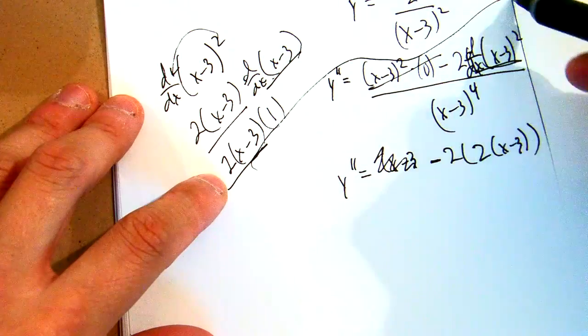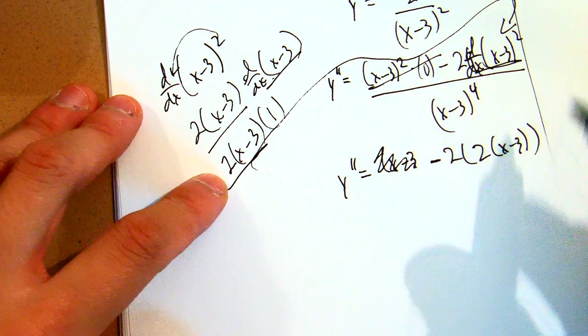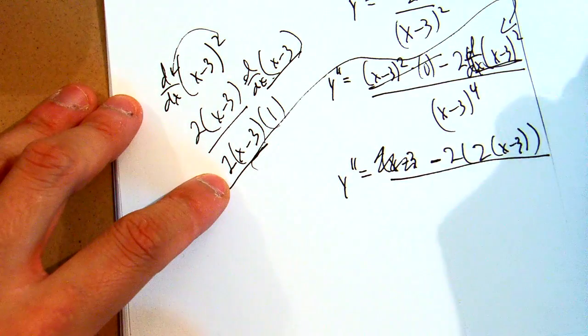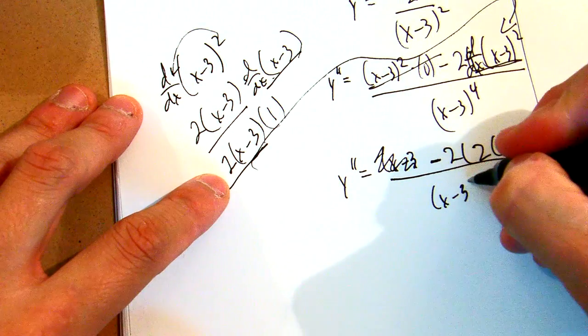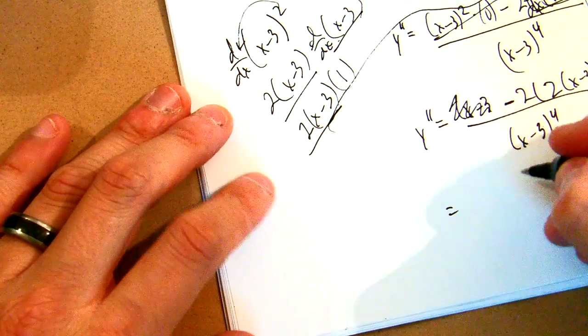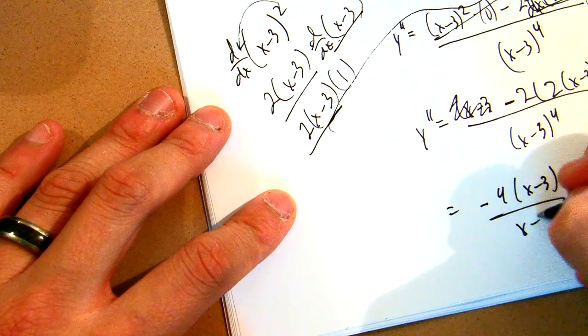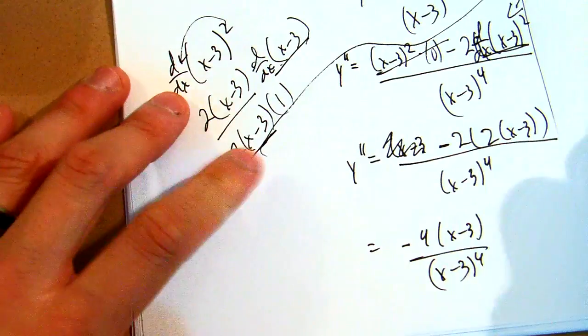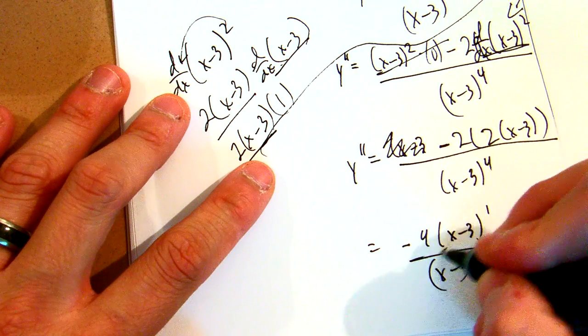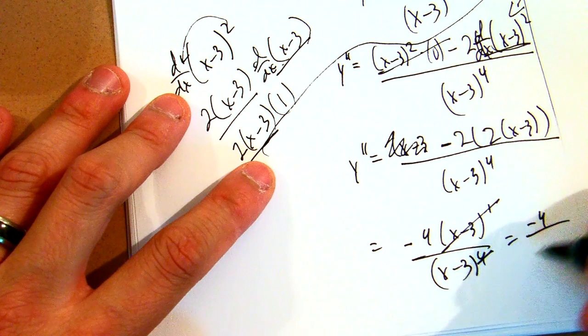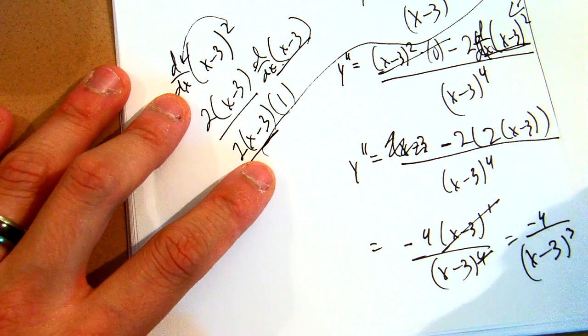We put this in for the derivative of (x − 3) squared, all over (x − 3) to the 4th power. So what we get is −4 times (x − 3), all over (x − 3) to the 4th. If you notice, one of the (x − 3)'s goes away. So we get −4 over (x − 3) cubed.